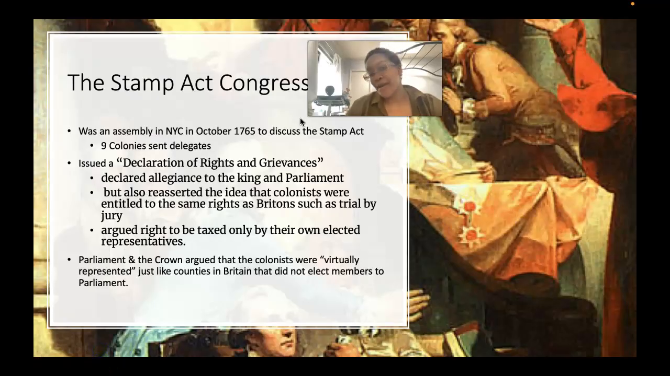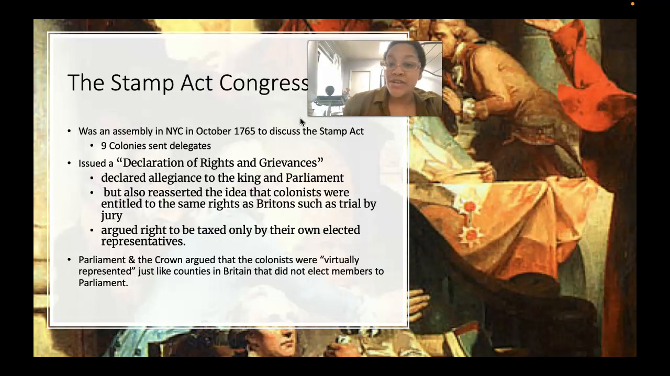We also see the Stamp Act Congress being convened. The Stamp Act Congress was an assembly in New York City in October of 1765 to discuss the Stamp Act. Nine colonies sent delegates. People such as Benjamin Franklin, for example, were in attendance. The Stamp Act Congress issued a Declaration of Rights and Grievances, which declared allegiance to the king and to Parliament.